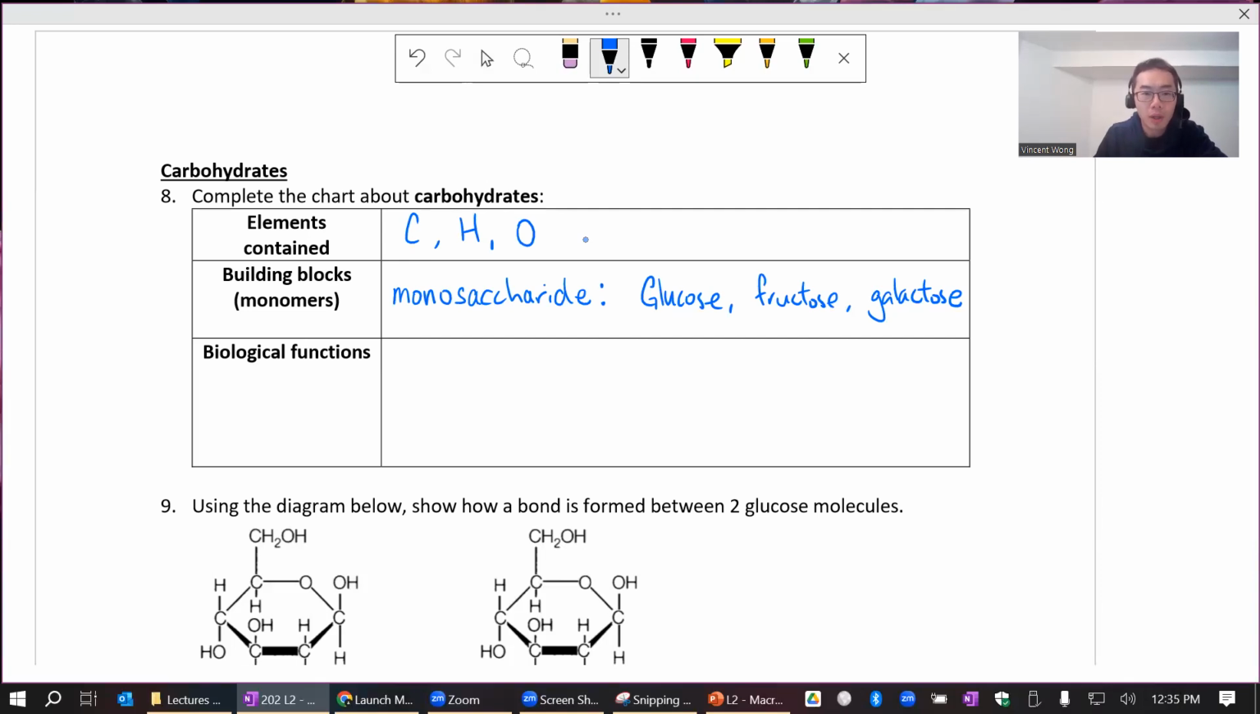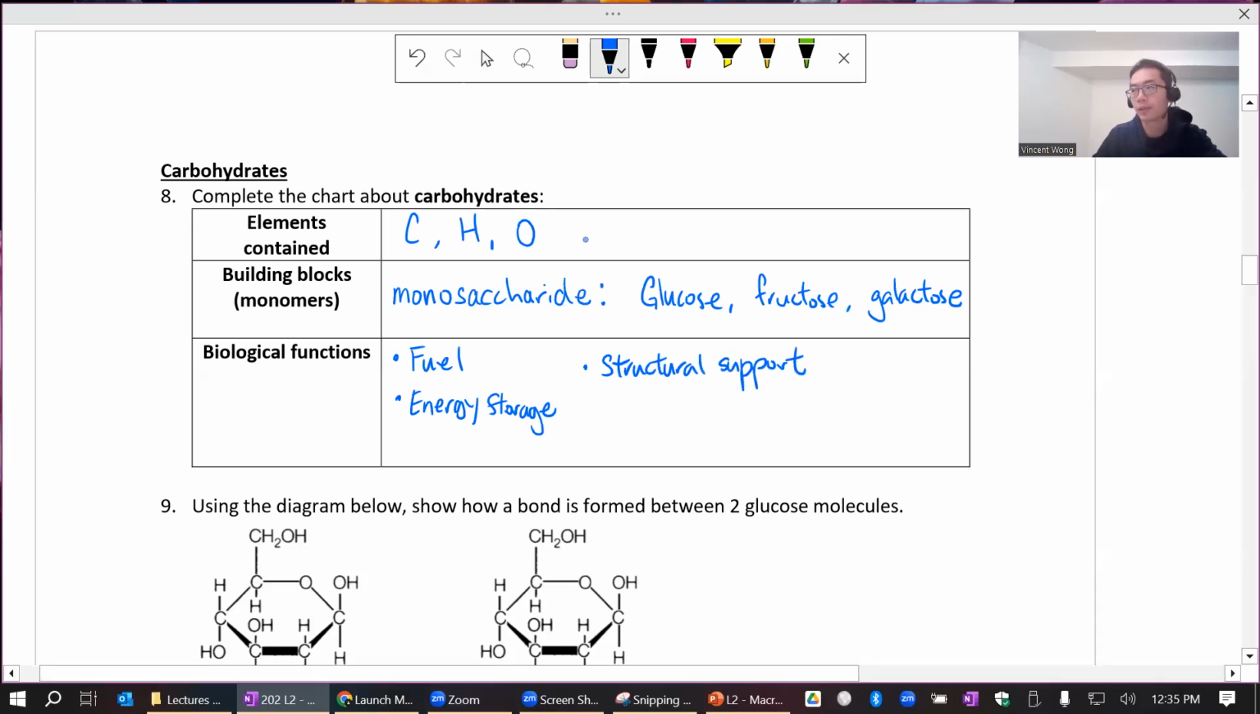In terms of biological function, we use carbohydrates for fuel, for energy storage, as well as for structural support. Right? So those are the key things that we should know about carbohydrates.